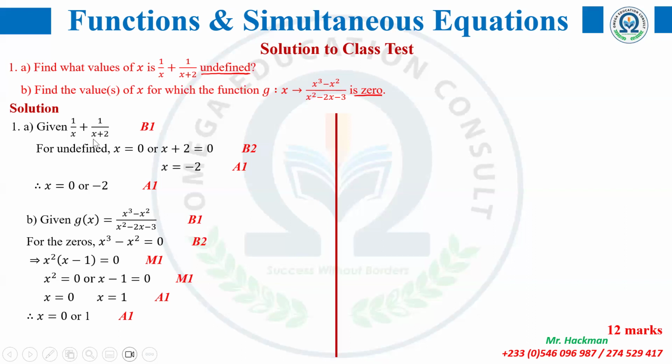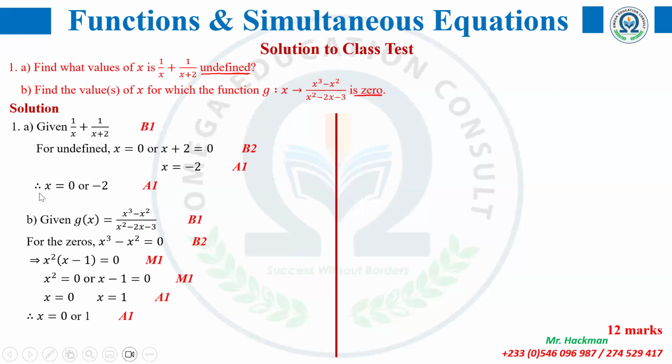For this fraction also to be undefined, x plus 2 must be equal to 0. So you write x plus 2 must be equal to 0, using this fraction, the denominator here should also be equal to 0. So here x is solved for, you come and solve for x here, and that will give you x to be equal to minus 2. You can see the marks there.